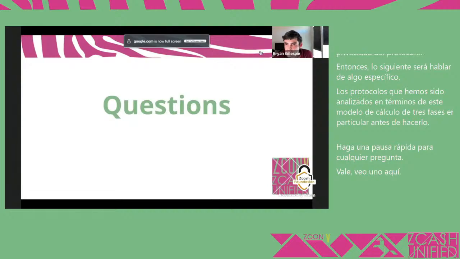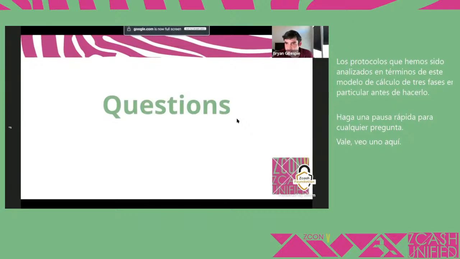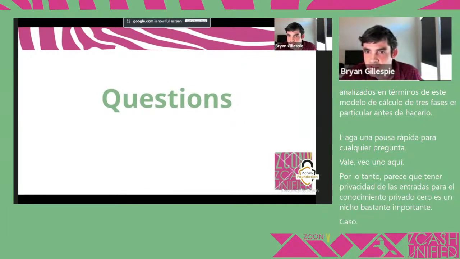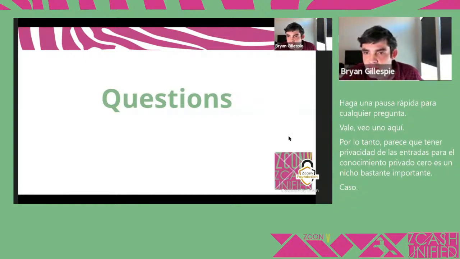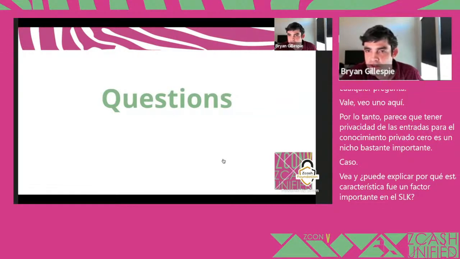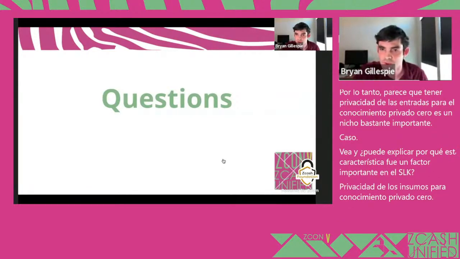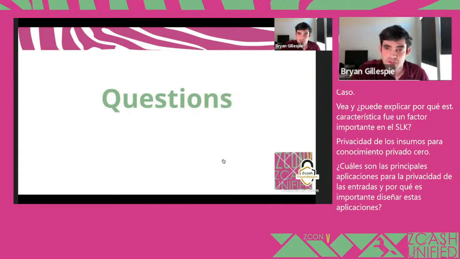So it seems like having privacy of inputs for private zero knowledge is a fairly niche use case and more difficult to achieve due to the requirement for generic MPC. And can you explain why this feature factored heavily into the SOK? Privacy of inputs for private zero knowledge. What are the primary applications for privacy of inputs, and why are these applications important to design for? Ying Tong is going to get to this in just a little bit.